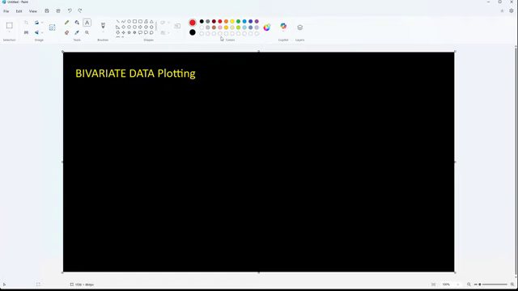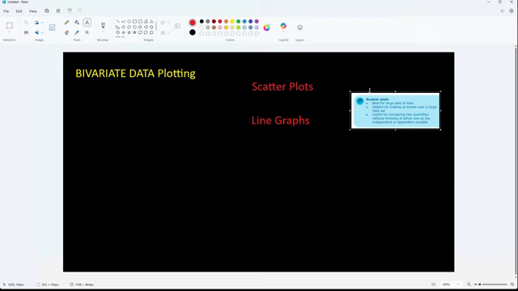So there are scatter plots, and there are line graphs. Okay, they're pretty much the same thing, but line graphs actually connect the line, and they don't have as much data.